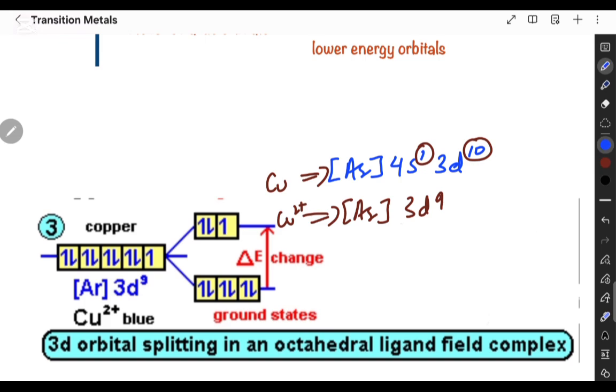Notice something very interesting here. One electron got removed from here, and then one electron got taken from the 3d10. So 3d10 means 10 electrons, one of them goes away, so it becomes 3d9.